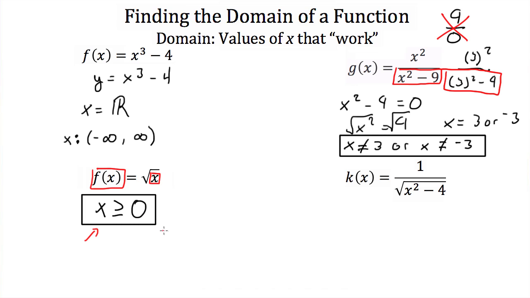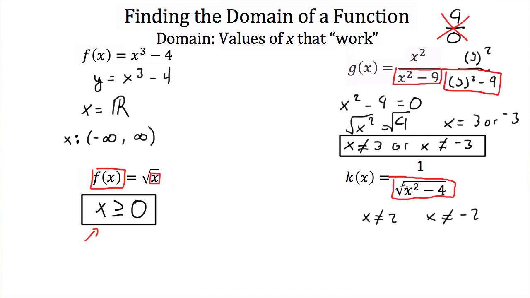Now we have one more example. We have the function k, or k of x is equal to 1 over the square root of x squared minus 4. Now again, I have a denominator, so this cannot equal 0. And if you do some math, you're going to find out that x cannot equal 2 and x cannot equal negative 2. Because if it equals either of these two numbers, then my denominator is 0.